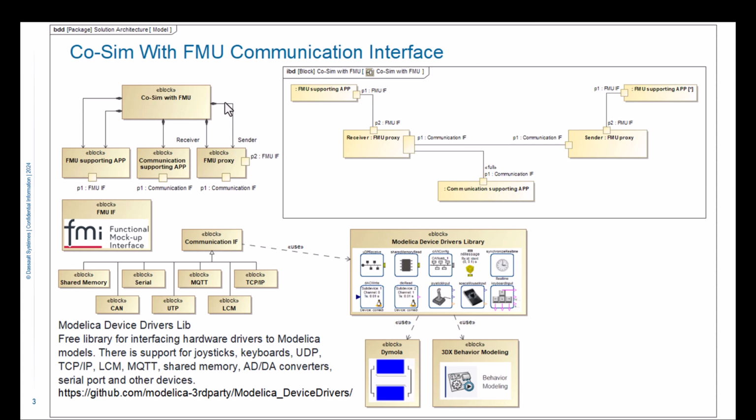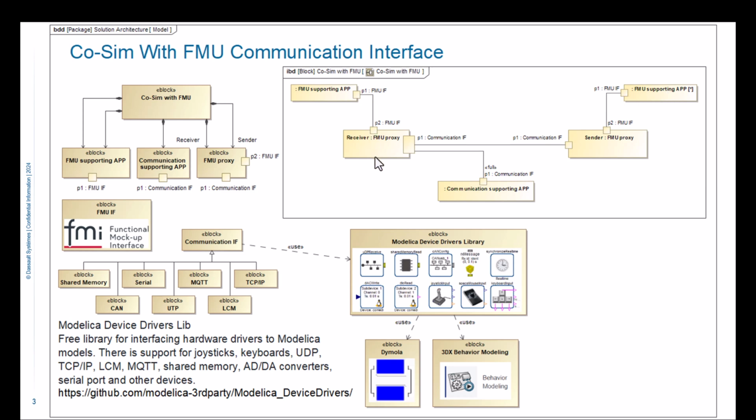In most cases we have a similar architecture. So we have co-simulation with FMU context for our solution architecture. We have some app which supports FMU, so your application that supports the FMU interface. The FMU interface is very popular. The FMI, Functional Mock-up Interface standard, is very popular, supported by 250 tools. And we have some apps which can communicate, right? So we can see here, we have an FMI supporting app, another FMI supporting app.